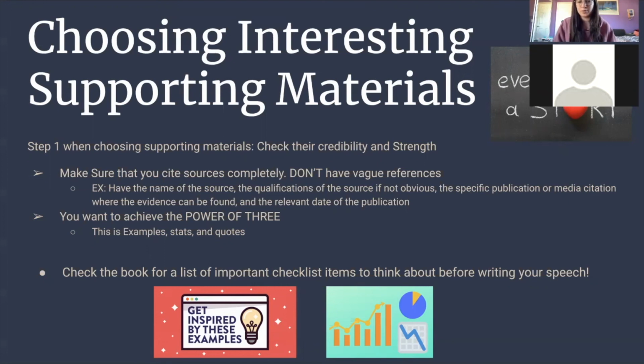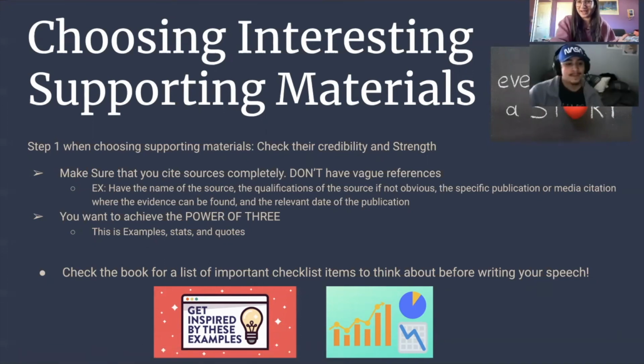And the book has an important checklist of items at the end, before writing your speech. So check out that checklist and make sure you're hitting everything correctly and checking off all of those boxes. With that, we are finished with our presentation. We hope that you were able to learn some fun things about chapter 4 and 5. So, thank you, everyone.